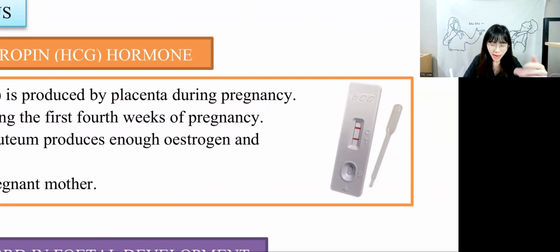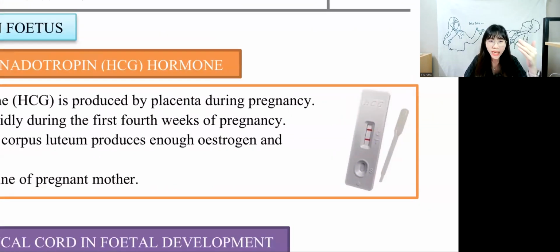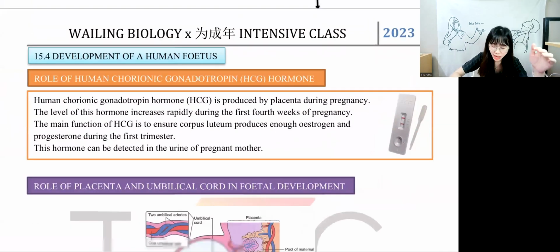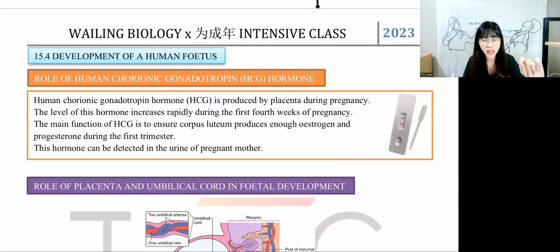If there are 2 lines in the pregnancy test, congratulations, you're going to be a parent soon. This pregnancy test is to test the presence of a hormone called HCG. This HCG will only be produced during pregnancy. If the person is not pregnant, the person will never produce HCG. So when you have HCG, it also means that the person is pregnant.